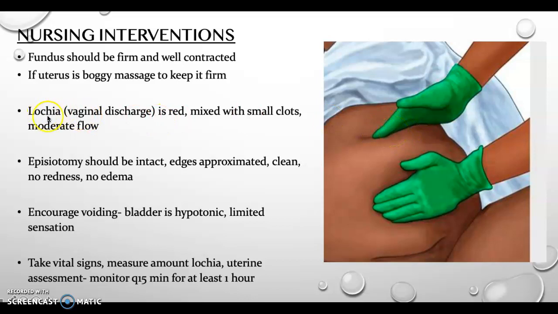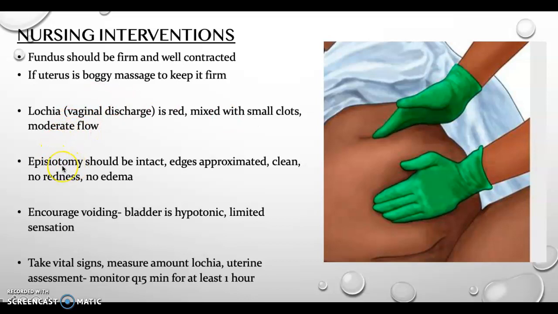You will see lochia. This is the vaginal discharge. It should be moderate at this point. Red, mixed with small clots, not large clots, very small clots, no larger than a quarter, and it should be moderate flow, like I said.